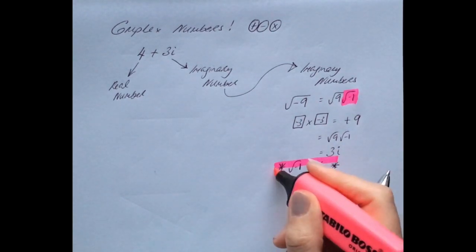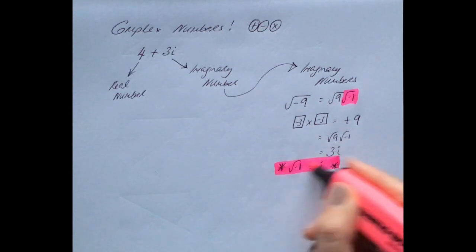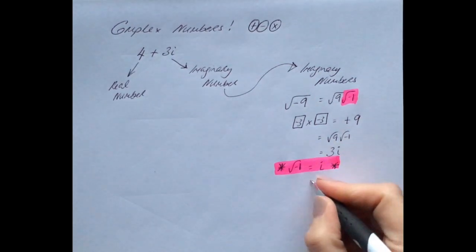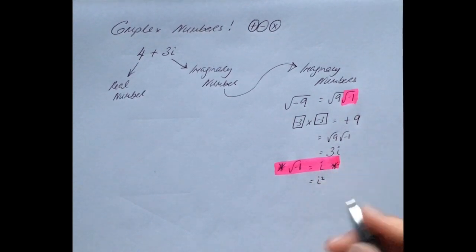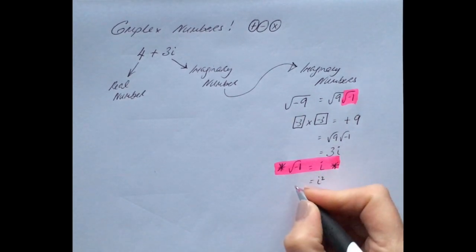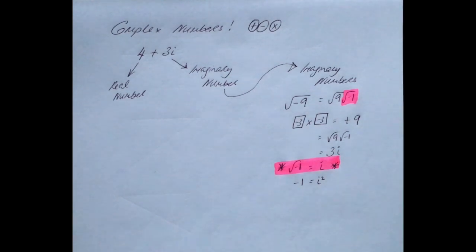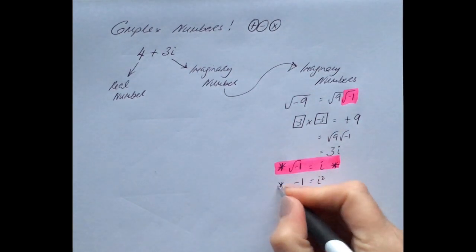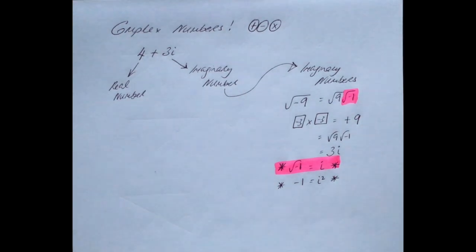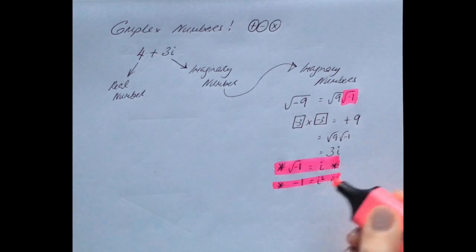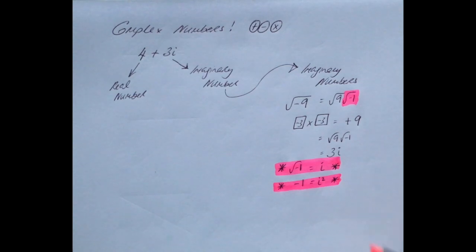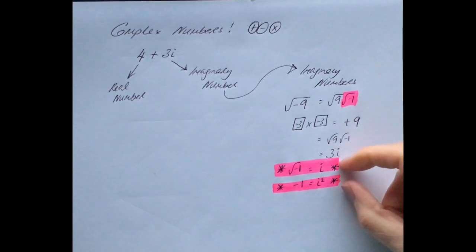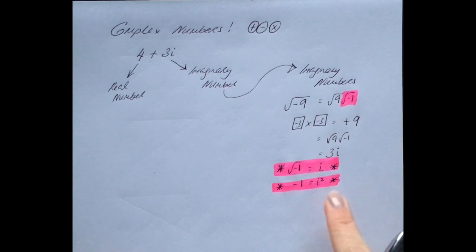And then following on from that, if you square both of those sides, you're going to get i squared on that side, and squaring the square root of -1 gives -1. So that's the other thing that you have to make sure you are super familiar with: if i is equal to the square root of -1, then i squared is equal to -1. Those two things you need to know really, really well. i is equal to the square root of -1, therefore i squared is equal to -1.